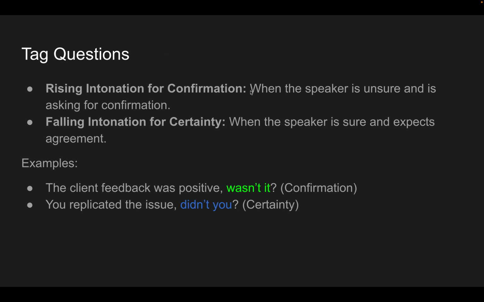Finally, we have tag questions. We can use this for confirmation in combination with rising intonation, when the speaker is unsure and is asking for confirmation. Or when you want to ask for certainty, then you use falling intonation. Let's look at the examples.